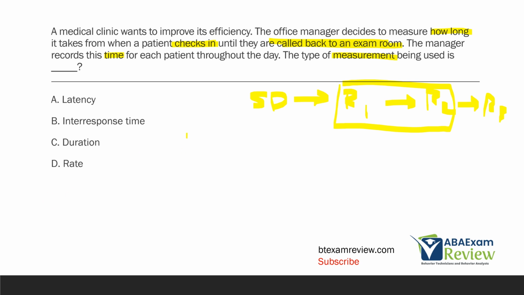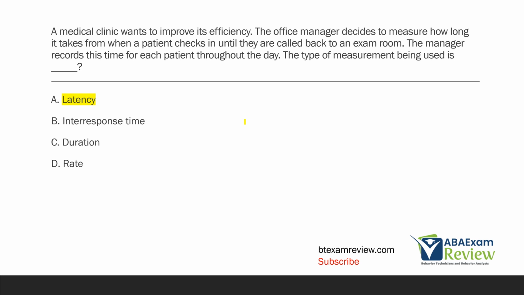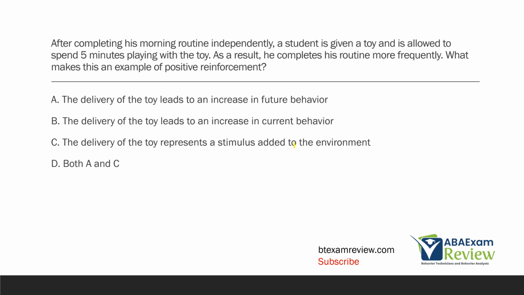C, duration. Duration measures the time of a specific behavior, which the office manager is not measuring. And then D, rate, involves frequency over time. We're not measuring any sort of frequency, therefore we cannot produce a rate. So what is the office manager measuring? They're measuring the latency, or how long it takes to be called back to an exam room once somebody arrives.